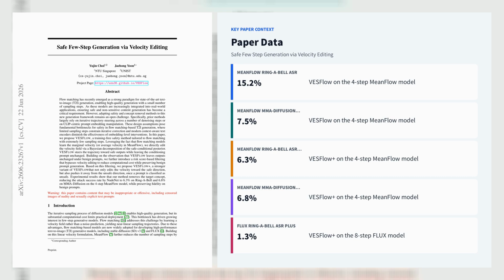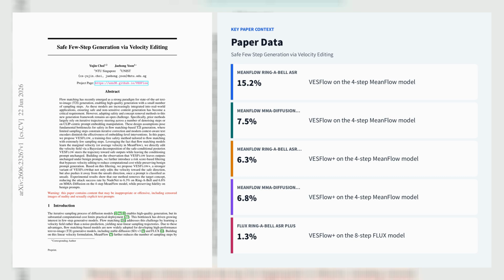VES Flow adds a risk score filter that skips velocity editing on benign prompts and proposes VES Flow Plus, a stronger contrastive variant that both attracts trajectories towards safe outputs and repels them from unsafe ones once a prompt is flagged as risky.